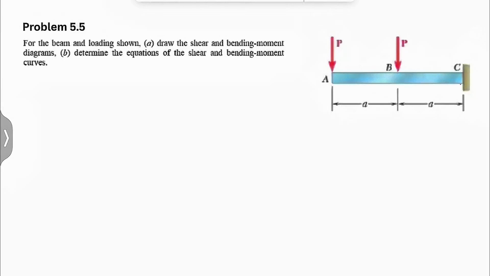Alright guys, welcome back. We have another question from chapter 5 of Mechanics of Materials by Johnston, and for the beam and loading shown, we need to draw the shear and bending moment curves and determine the equations for each of these curves. So as always, we're going to start with the free body diagram.